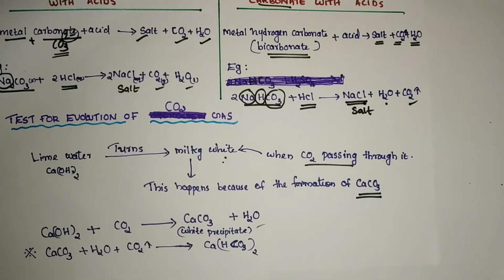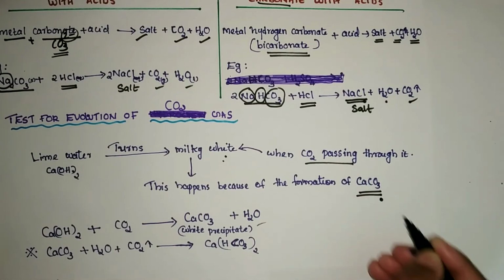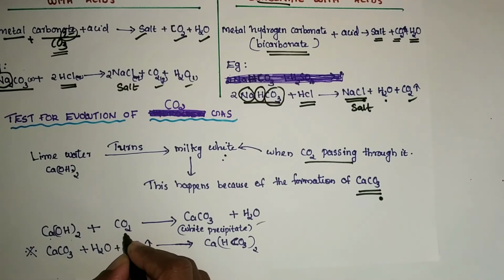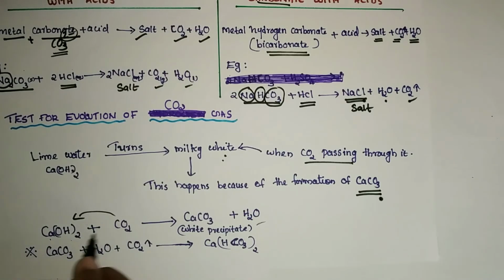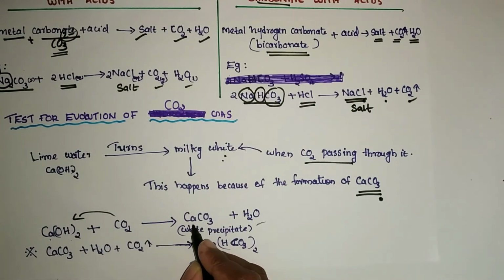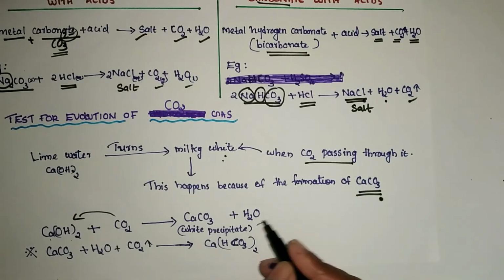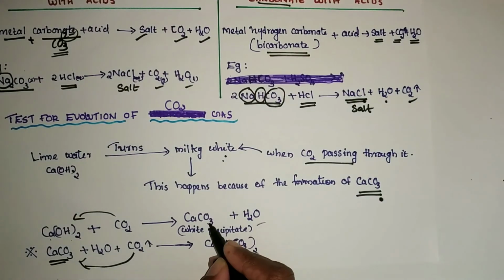Lime water, that is calcium hydroxide. When carbon dioxide passes through lime water, it turns milky white because of the formation of calcium carbonate. Here, calcium hydroxide, that is lime water, and carbon dioxide, CO2, both react and form a white precipitate, calcium carbonate, and water.